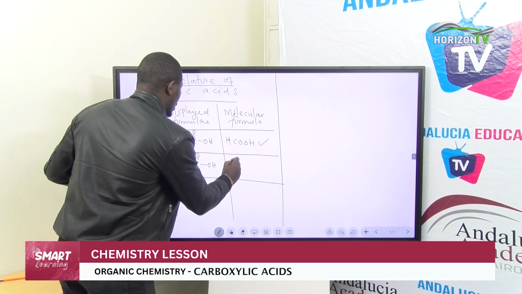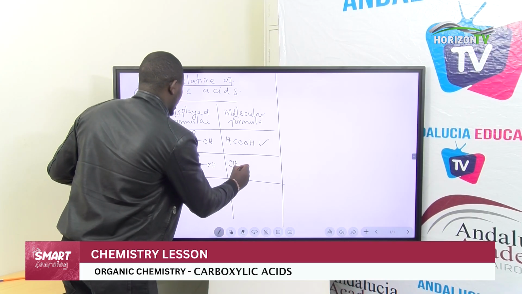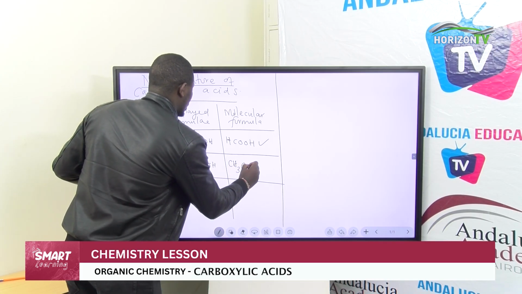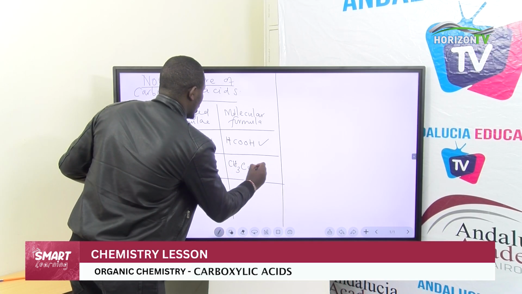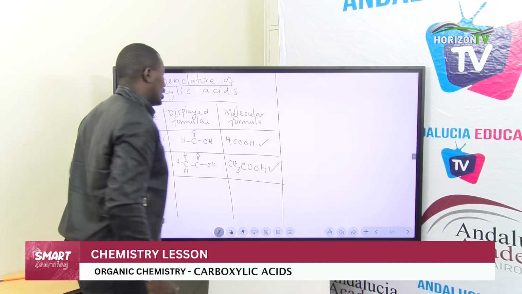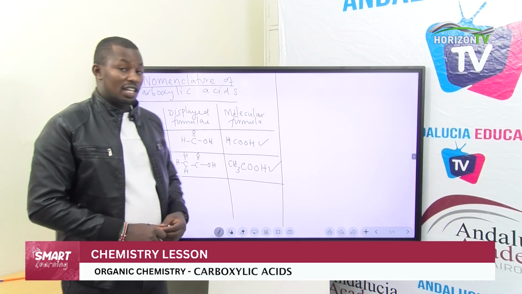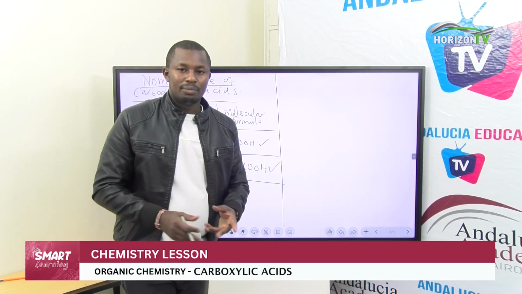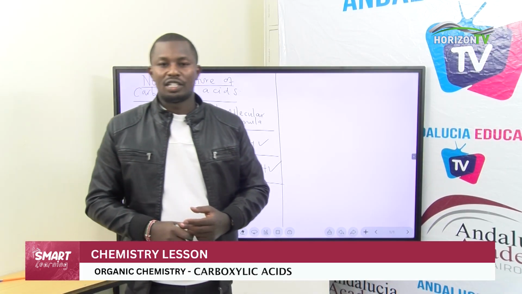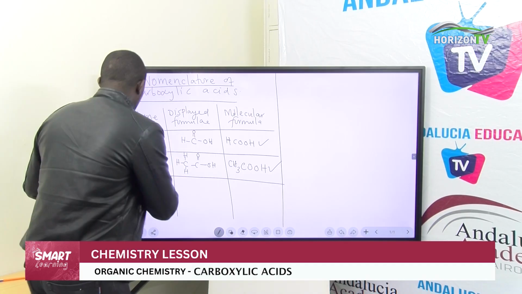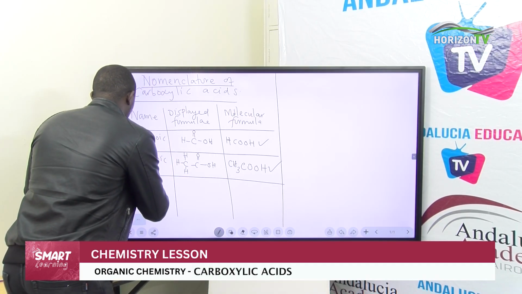So this is CH3COOH. That is the molecular formula of ethanoic acid. Let me do one more example, then I go to the chemical properties of carboxylic acids. And that is on the propanoic acid.